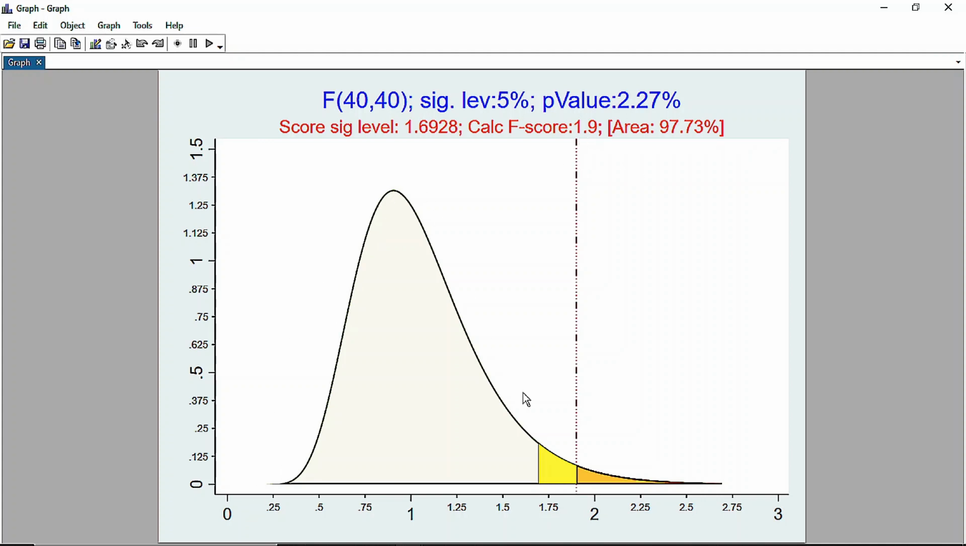As the F distribution is the ratio of chi-squares, and chi-square is generally a right tail test, so we also perform the right tail test in case of F distribution as well.